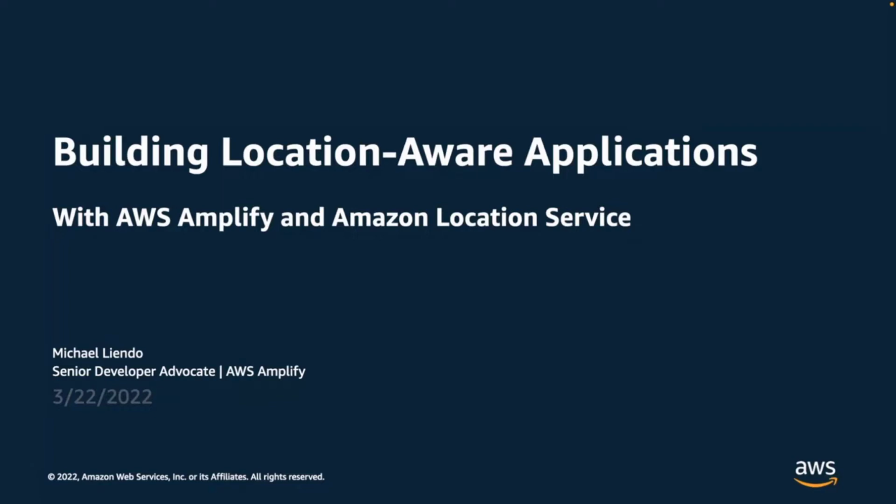Today we're going to be talking about building location-aware applications, specifically with AWS Amplify and Amazon Location Service. This is a level 300 talk. So in addition to the slides, we're also going to be hopping into a couple of demos and seeing what the code looks like as well.